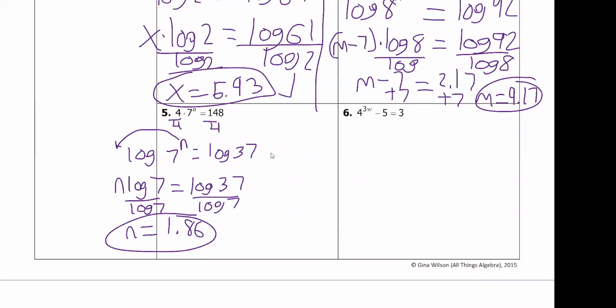Looking at number 6, the first thing you want to do is get your exponential part by itself, your base up to the power. So the first thing you want to do is deal with this -5. That's extra stuff on that side. So you would just add the 5. That would be your first step. Then when you have your base up to your power, now you're going to take the log of both sides.